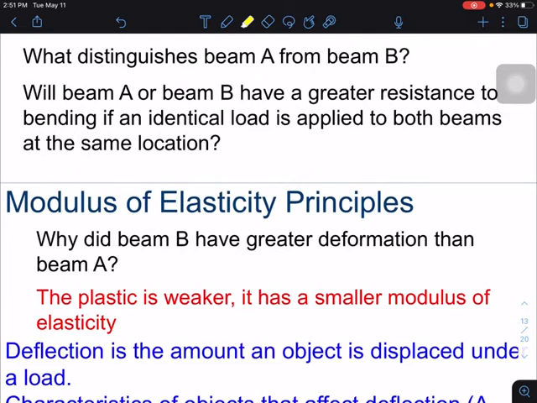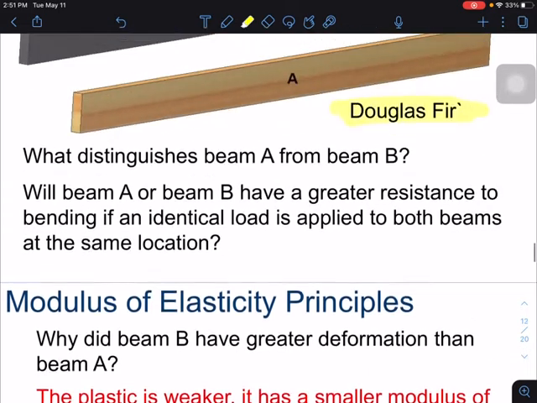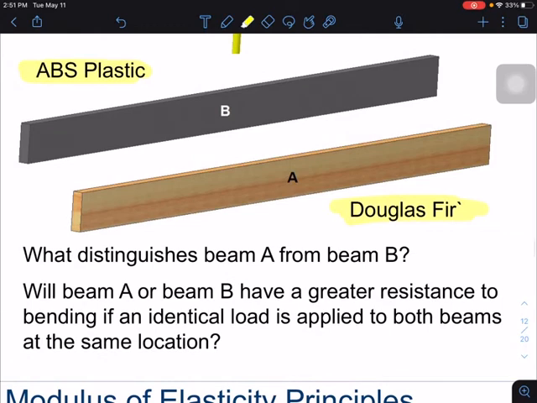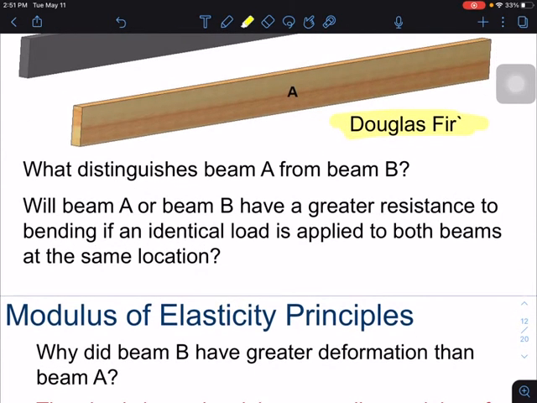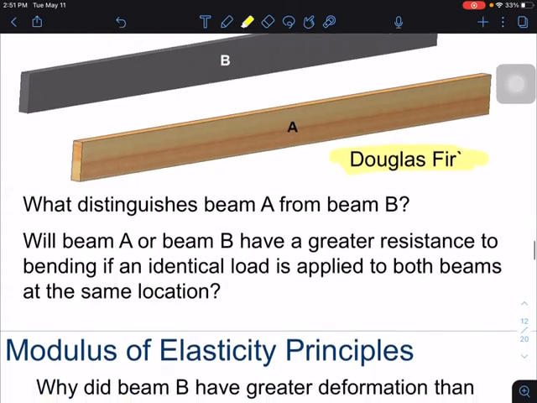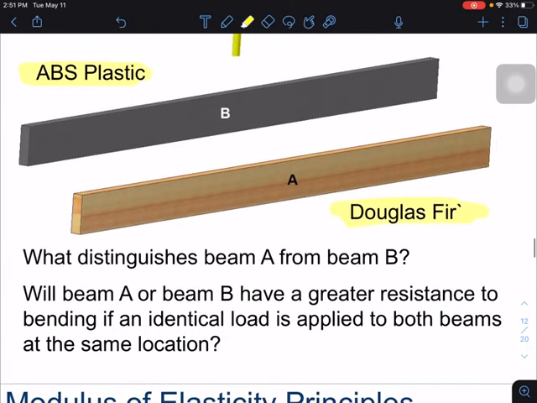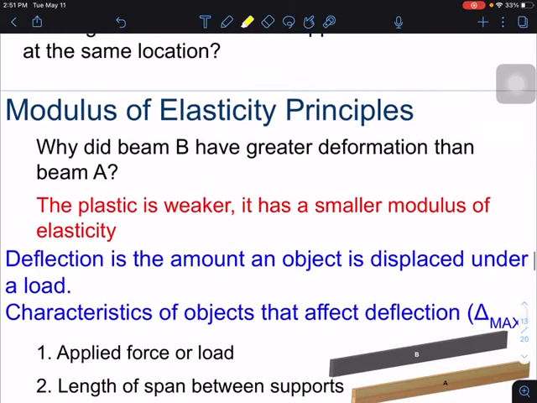Why did beam B have a greater deformation than beam A? It's telling us that the top one has a greater deformation than the bottom one. It's going to bend a lot more. The plastic will bend more than the wood. So it tells us the answer.